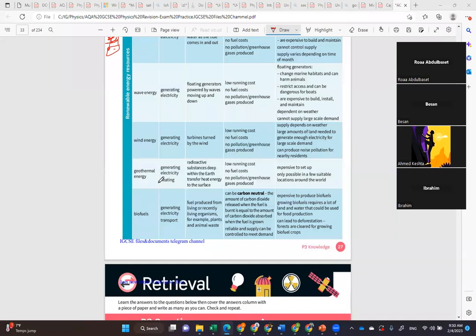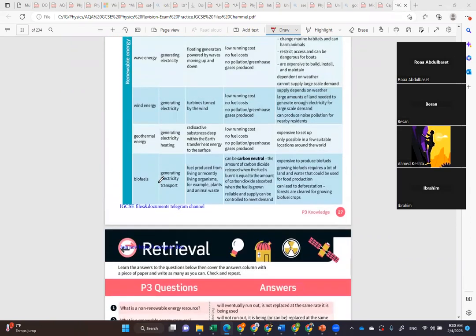Biofuels are reliable and supply can be controlled to meet demand, but they are very expensive to produce. Growing biofuels requires a lot of land and water that could be used for food production, and can lead to deforestation. Forests are cleared for growing the biofuel crops. So this is the lesson for today.